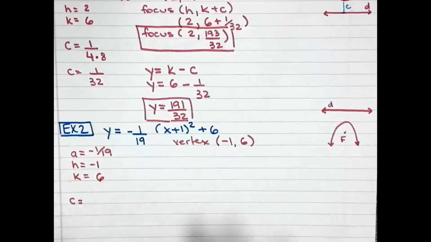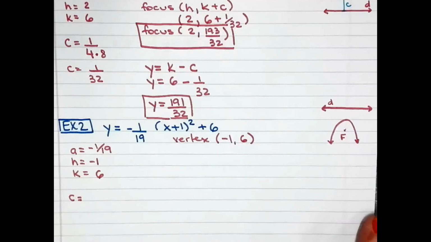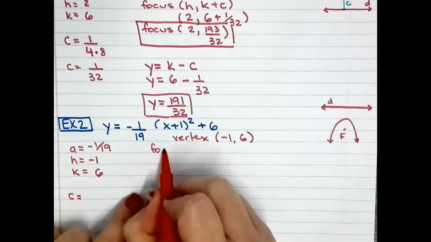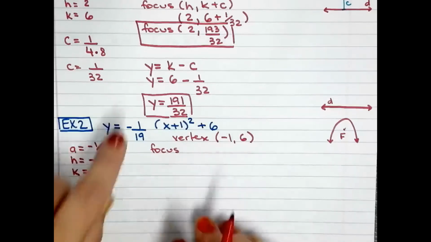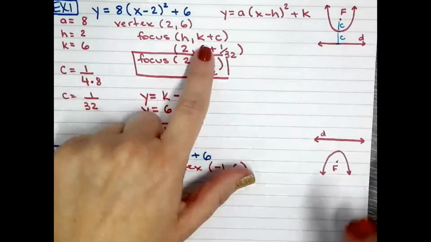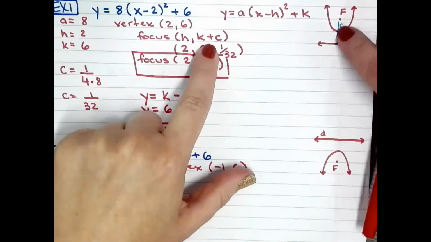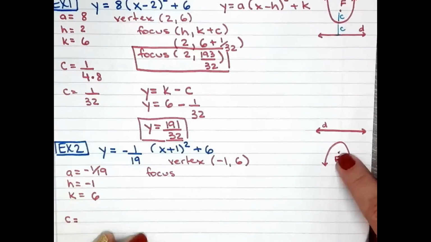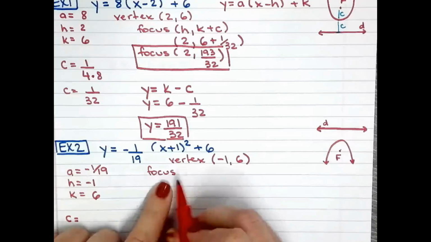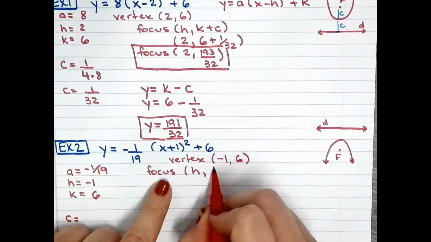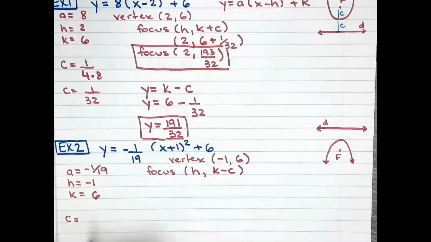All of this you guys can do with your eyes closed. Okay, so here we have to find the focus. Now let's think about this for a second. I know the focus is H, K plus C. It would be plus C if the focus was right here on top, but it's not. It's right here on the bottom. So I have to subtract C in this case. So H, K minus C. Let's find C.